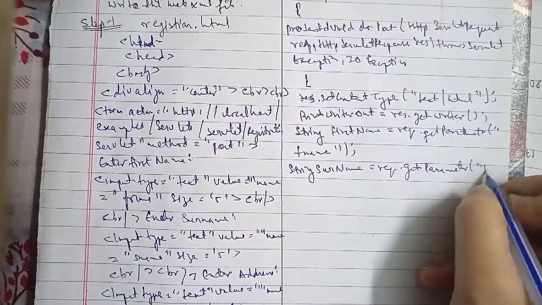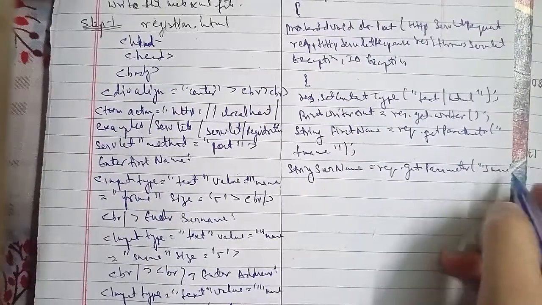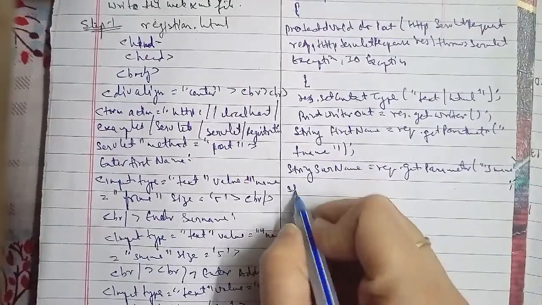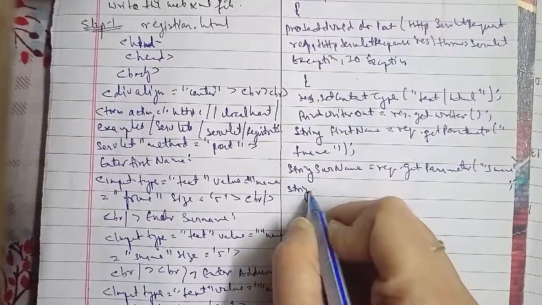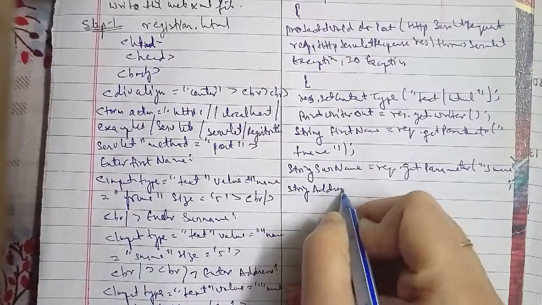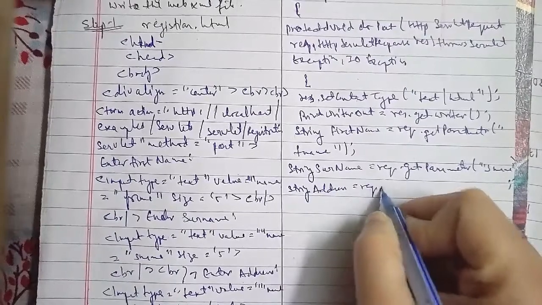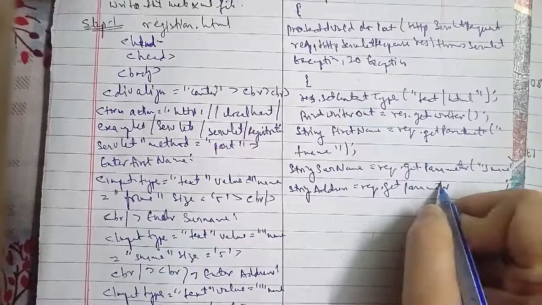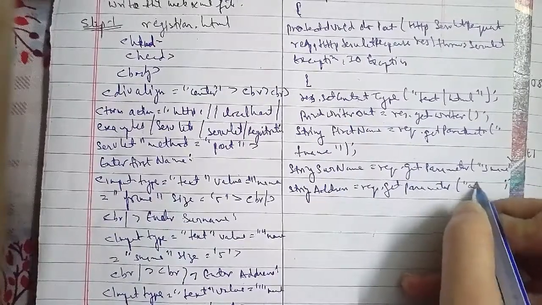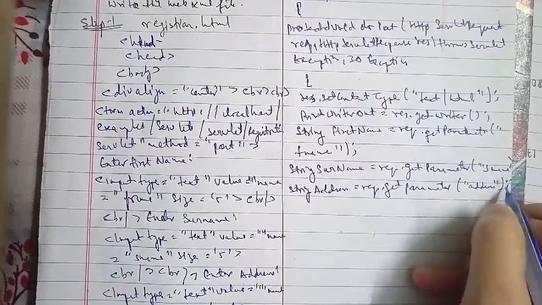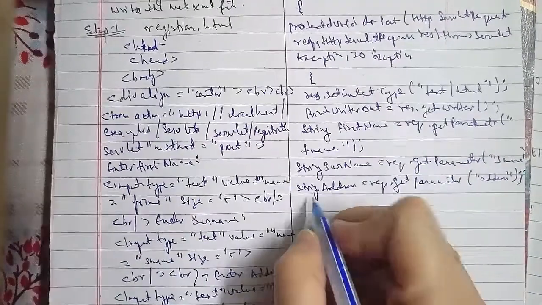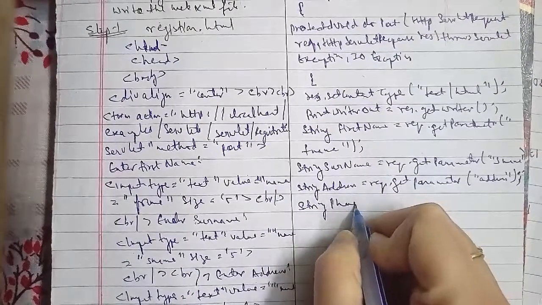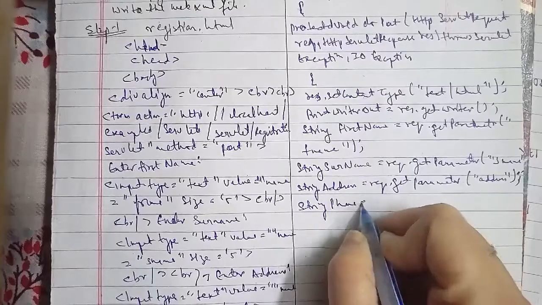Then we have string address equals to req.getParameter, that is your address. Now string phone equals to req.getParameter, that is your phone.